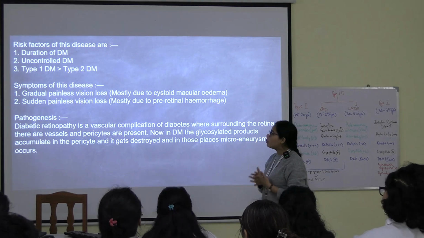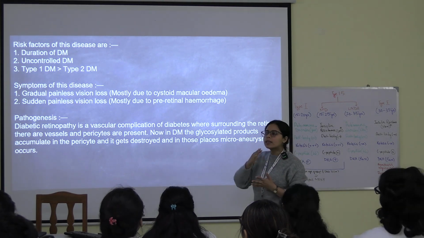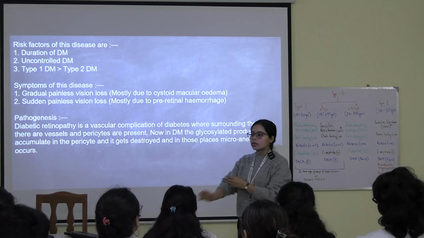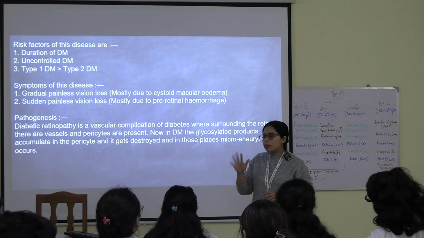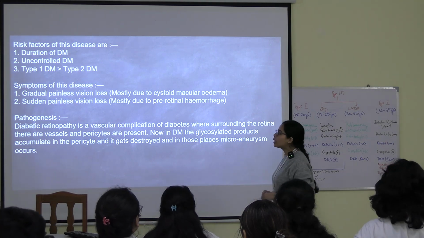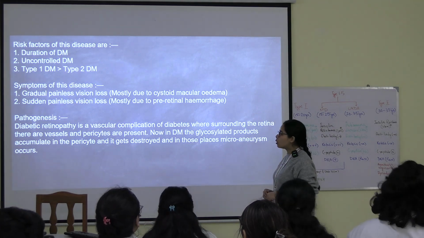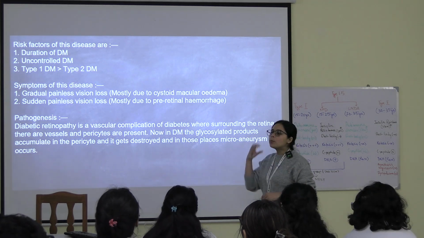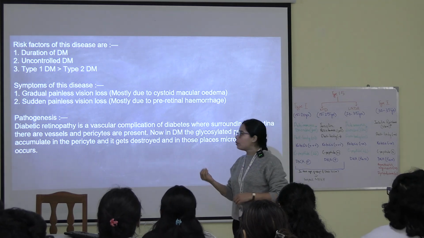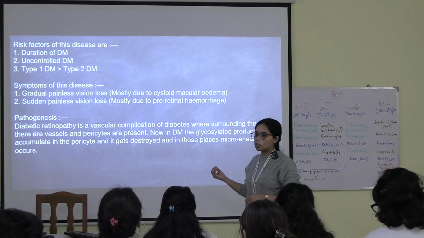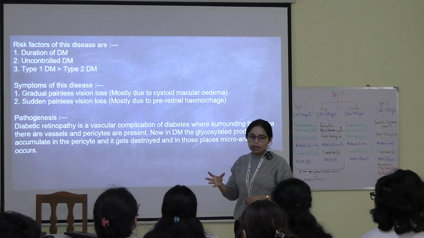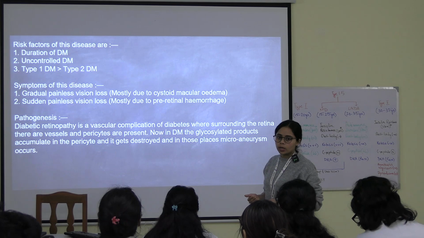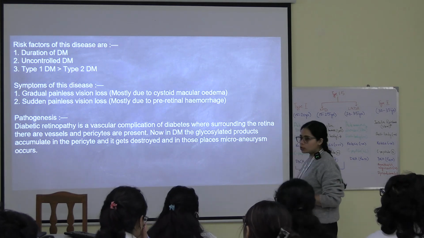So it is a gradual painless vision loss. Okay, it's a gradual process. Obviously this much water accumulation will not happen all of a sudden. Gradually it will happen, but there will be no pain. Then we have sudden painless vision loss, mostly due to pre-retinal hemorrhage. That means blood will be there in the eye, which will cause the sudden painless vision loss. Suddenly there will be bleeding in the eye, because of which there will be sudden painless vision loss. Okay. Then we have the pathogenesis.